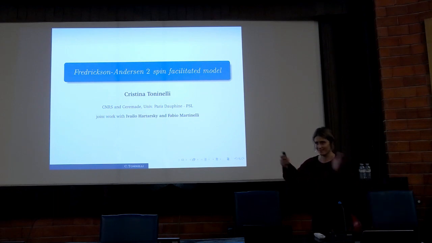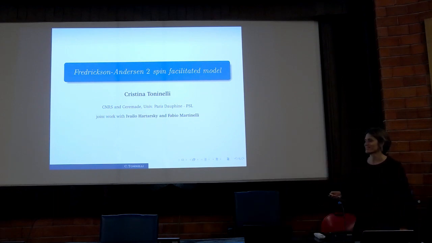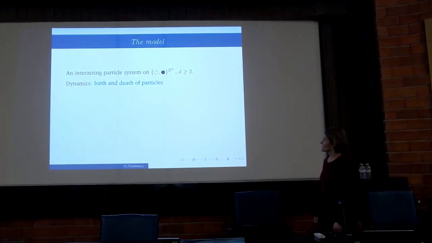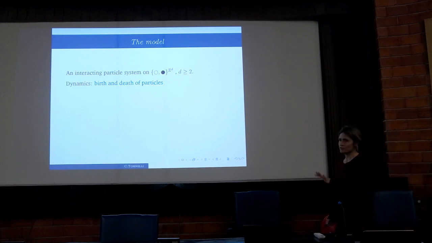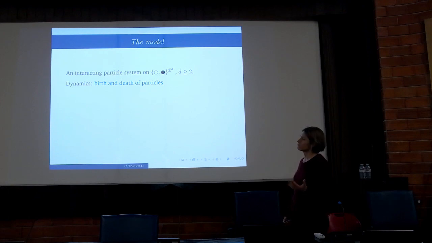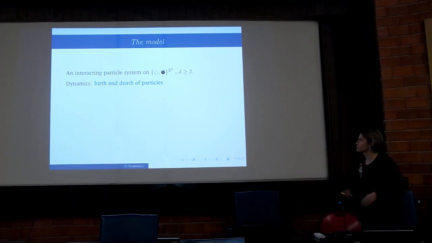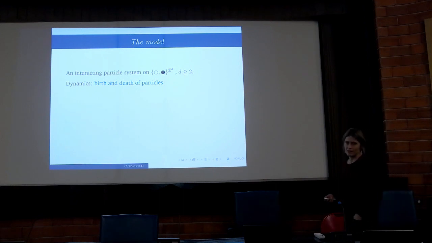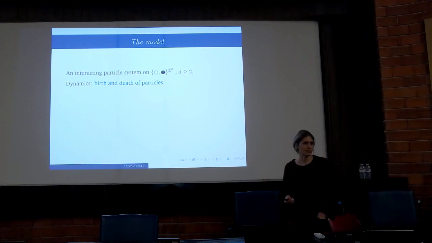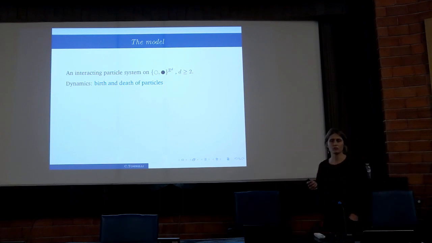So it will be in the part of the title IPS, Interacting Particle Systems. So the model is an interacting particle system that lives on the integer lattice. We will be on Z^d. In all my pictures, I will be on Z^2. And the dynamics is a Glauber type dynamics, so a birth and death of particles. There are no jumps. It's not conservative.